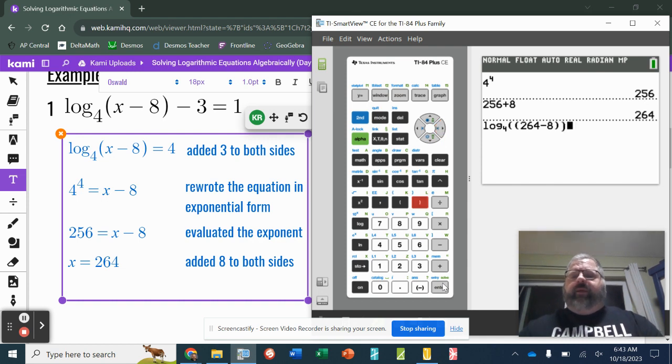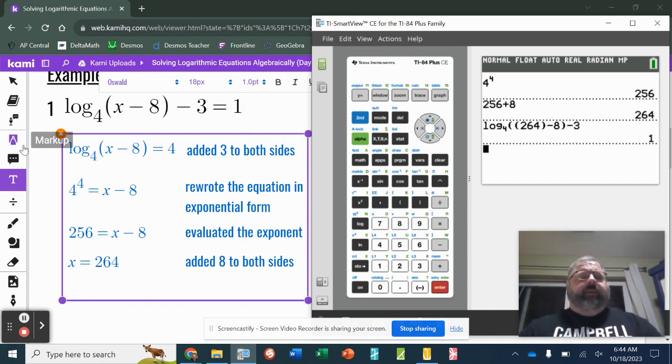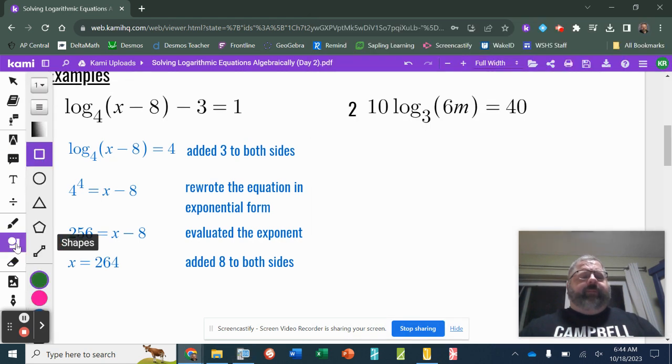And then on the outside of the logarithm, another C in there, we go. On the outside of that logarithm, I need minus 3. Now, when I press enter, if it's equal to 1, this is a valid solution. And it is.